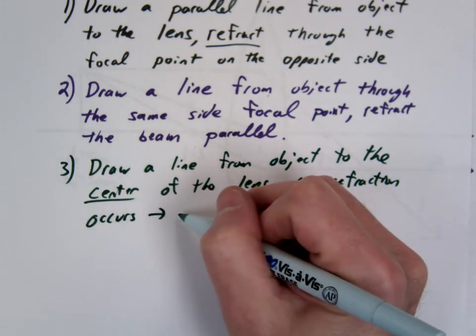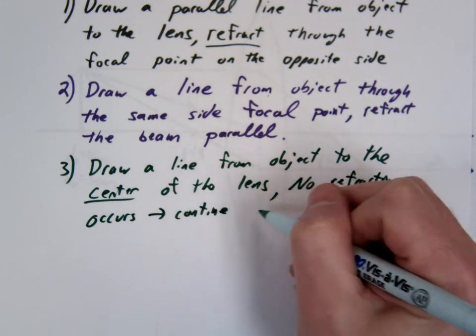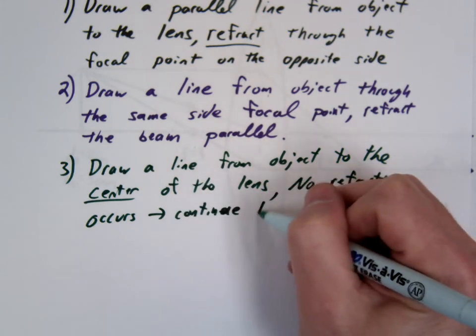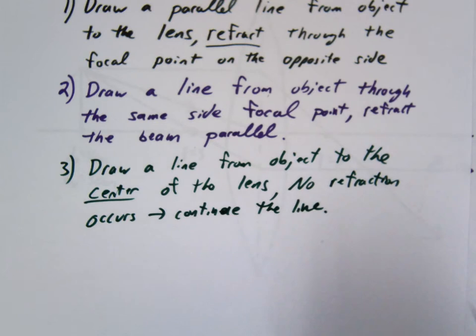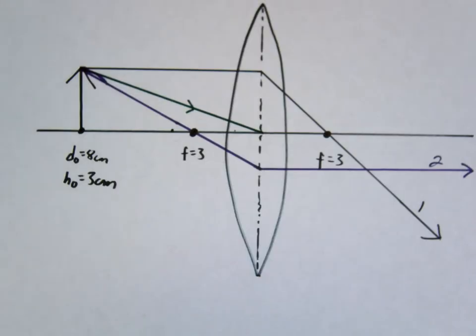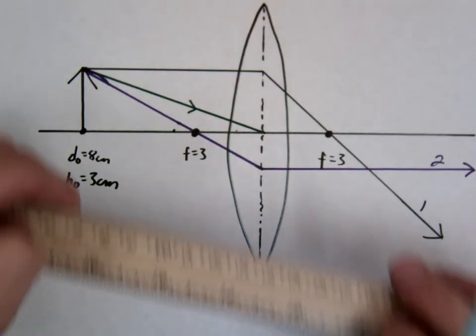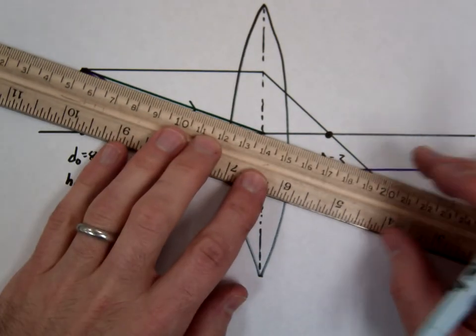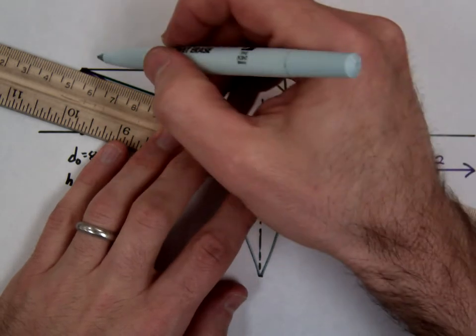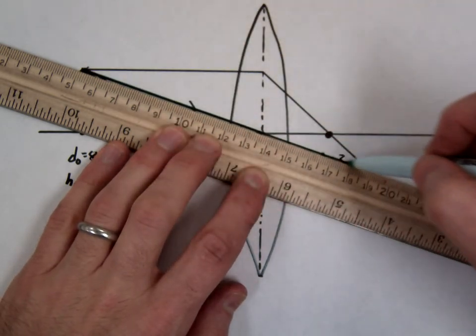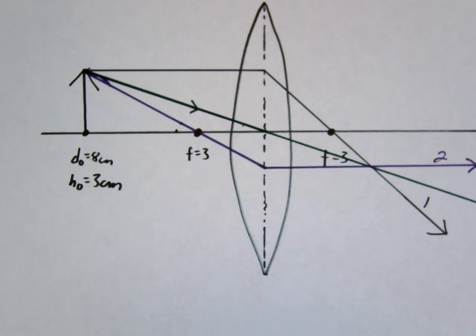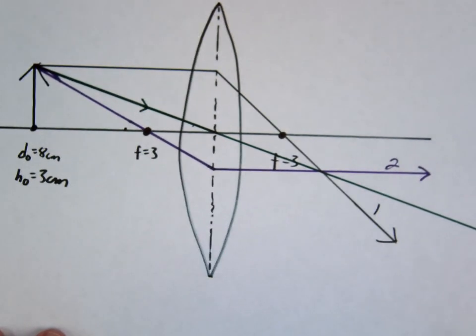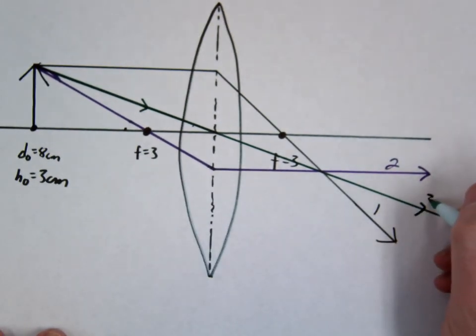Therefore, just continue the line. So you're not going to refract the beam at all. You're just going to let it keep going. Don't have it bend at all. In fact, when you draw it, you shouldn't even stop like I did. Just keep it going all the way through. Okay, so this green beam should be line 3.